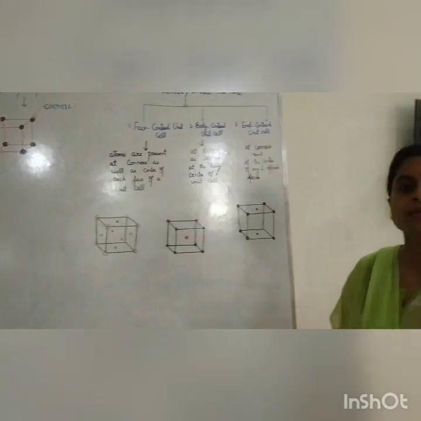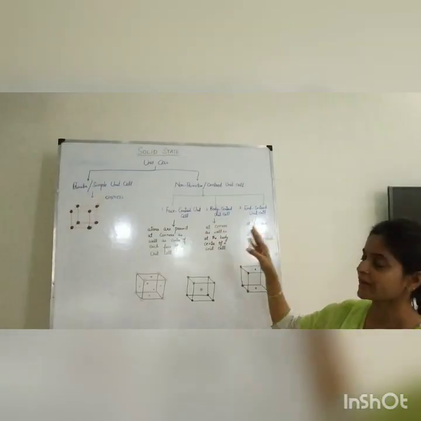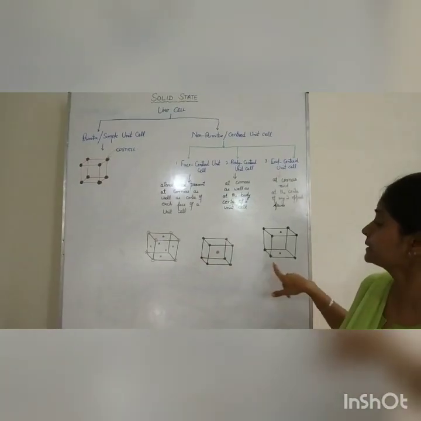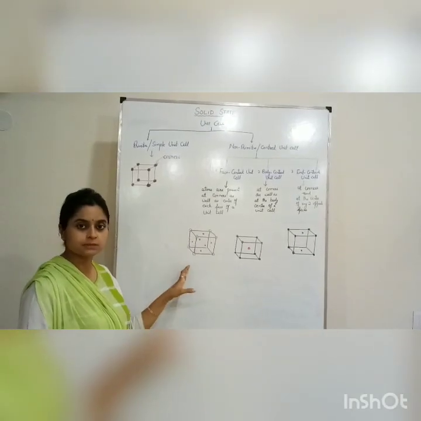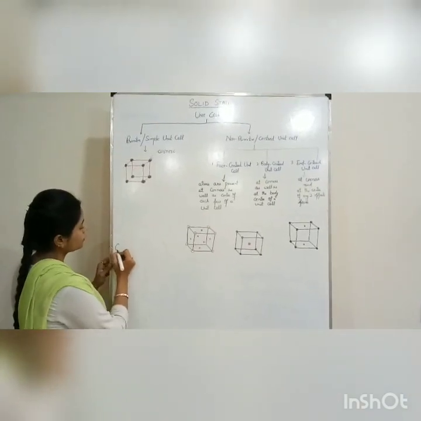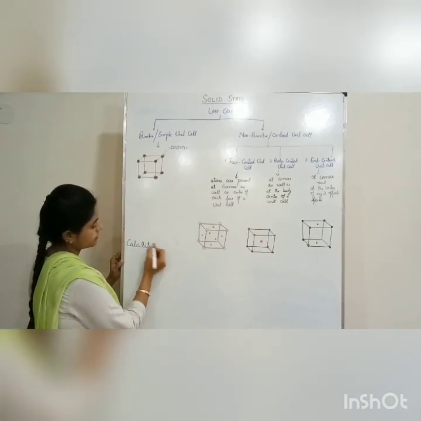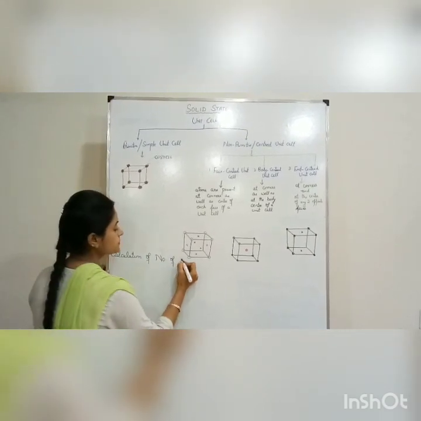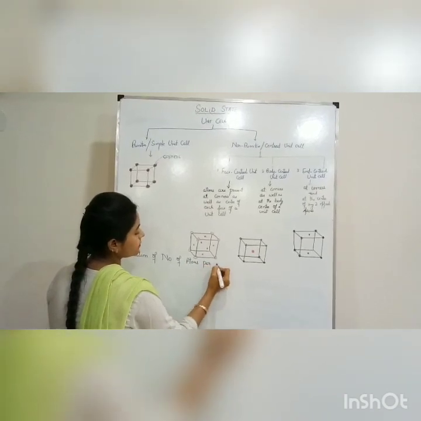So, on the basis of arrangement of unit cell, we have a total of 4 different types of unit cell. Simple unit cell, face-centered, body-centered and end-centered unit cell. Find out how many atoms are present within a unit cell. Calculation of number of atoms per unit cell.